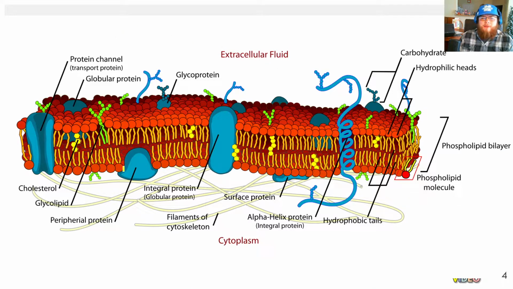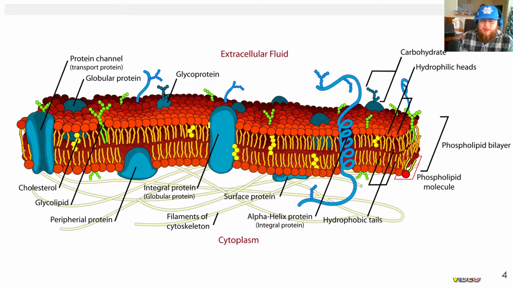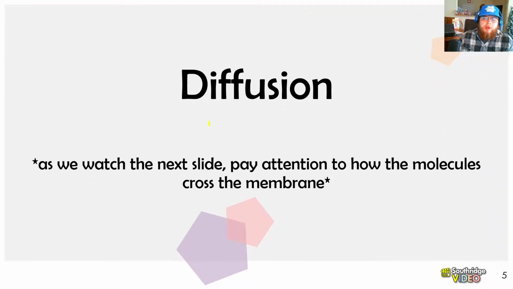Now here's a version of the cell membrane you guys will have on your page. The two biggest ones to know are this protein here and the cholesterol. The protein is a channel to allow things to pass through, and your cholesterol helps to keep the stability up within the cell membrane. Now, we're going to start out here with diffusion.